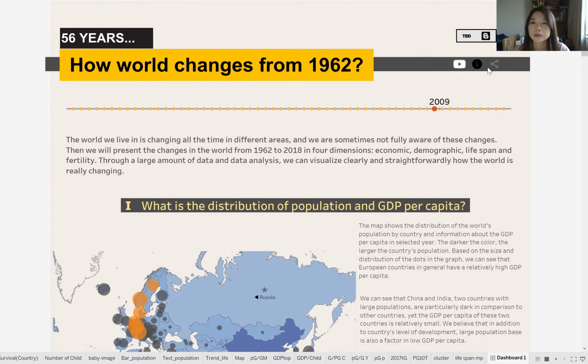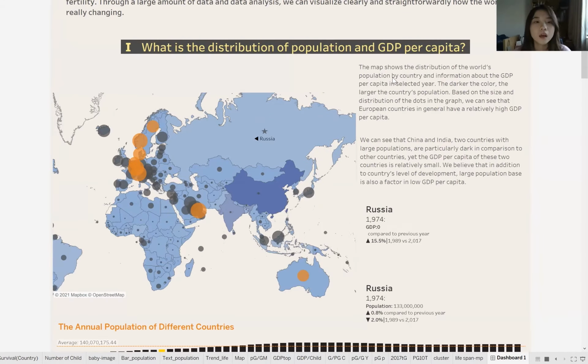Here we can see some buttons. Through these buttons, we can go to some links about our presentation and the data source. Here is a year line. By this year line, we can choose the data of which year we want to see. Our dashboard was divided into 4 parts. Then we are going to talk about the first part.